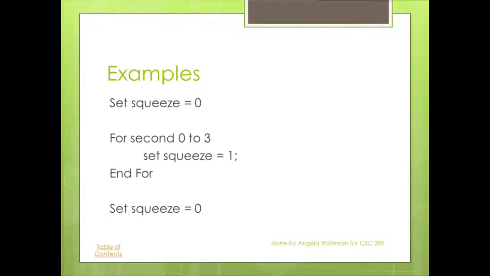seconds. So, I set my counter variable, second, to 0 and will be counting to 3. For each second, I turn the variable squeeze to 1 to put the paste onto the brush. After 3 seconds, I stop squeezing the tube of toothpaste.